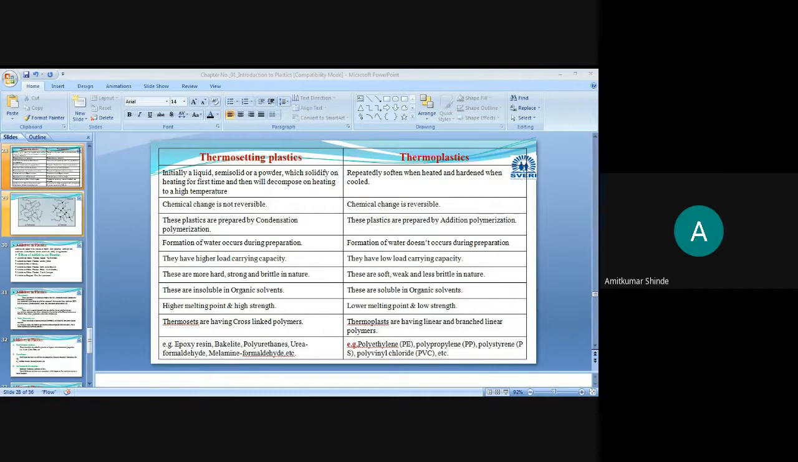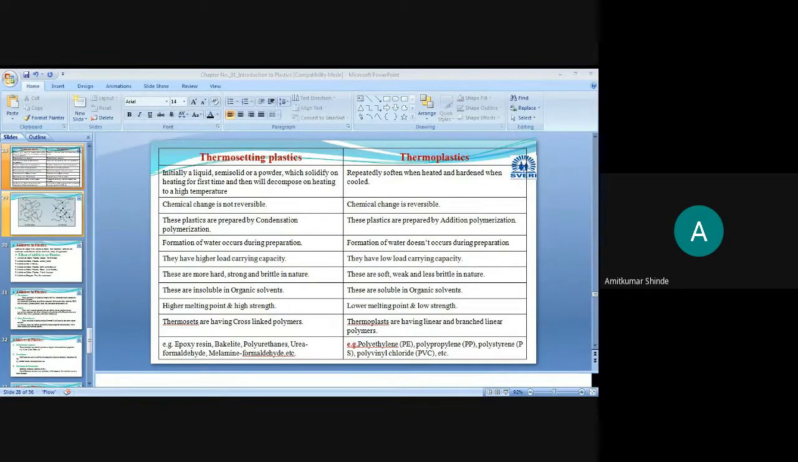Okay, so these are some practical examples of thermoplastics, and on the left side you can see the examples of the thermosets. In this way the differentiating points between the thermoset materials and thermoplastic materials are completed here.